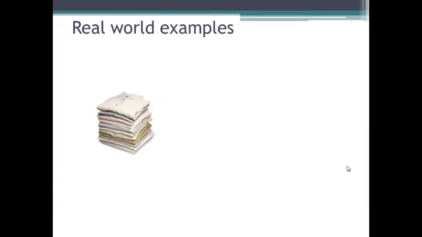Let me start with some real-world examples. Here you could see a set of folded shirts, a pile of shirts. Now, where would you place this next shirt? Obviously at the top. Also, whenever you want to take any shirt, you cannot take any shirt randomly. The shirt that will be accessed next will be the one on the top.